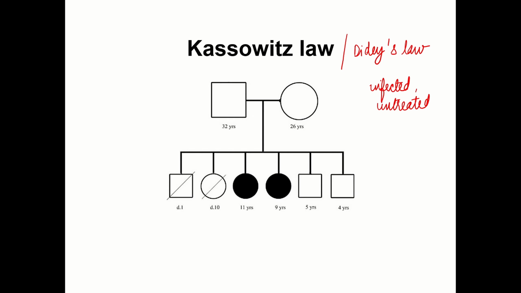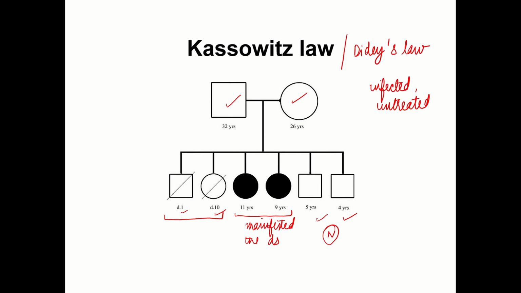If you look at this pedigree, both the parents had syphilis. The first two pregnancies resulted in early neonatal deaths at day 1 and day 10. The next two children survived but had clear manifestations of congenital syphilis, aged 11 and 9. The later children were born without any clinical disease. This pattern highlights how maternal immune response and disease progression influence the fetal outcomes over successive pregnancies.